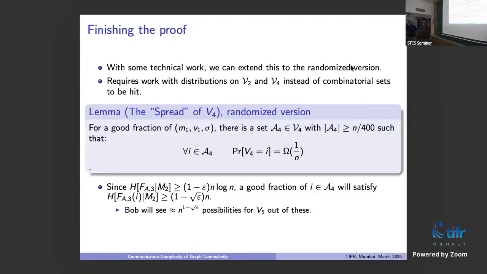Okay, and in fact, by a small subadditivity of entropy, one can see that for a good fraction of these vertices, because Alice can send only epsilon log n bits, Bob will see something like n raised to 1 minus epsilon possibilities for V5 out of many. It's not that Bob just doesn't know V5 up to 1 or 2 vertices; V5 can lie in some n raised to 1 minus epsilon possibilities out of all of these vertices. So it's really uncertain.